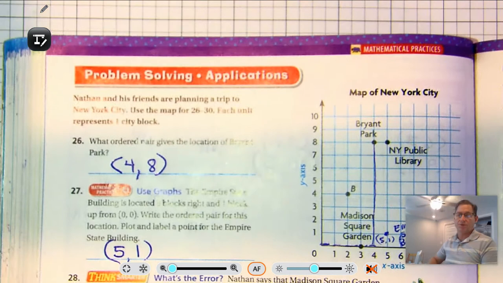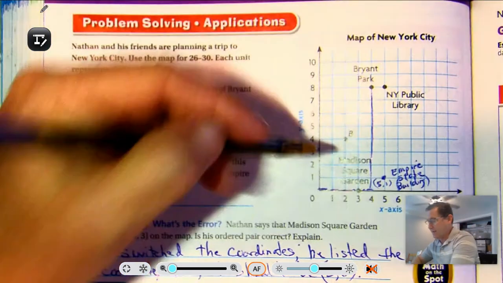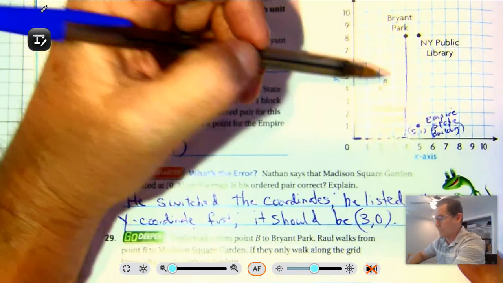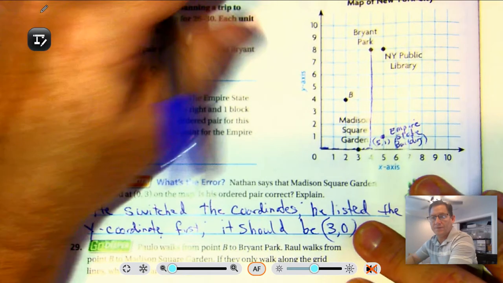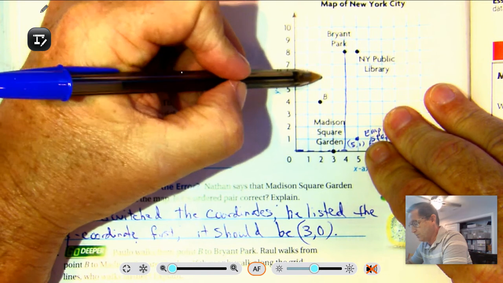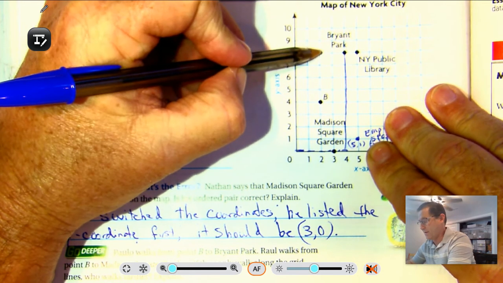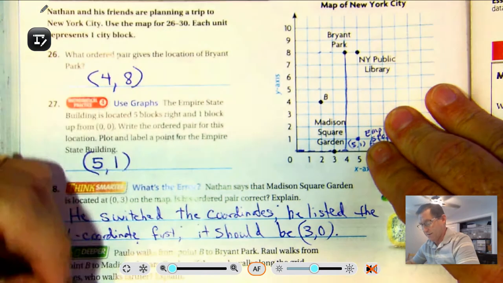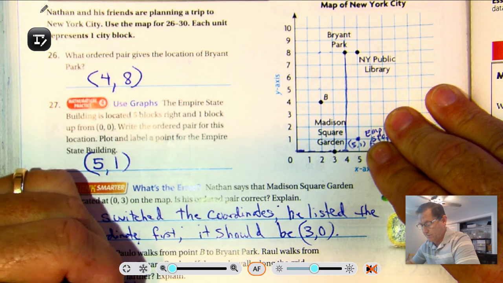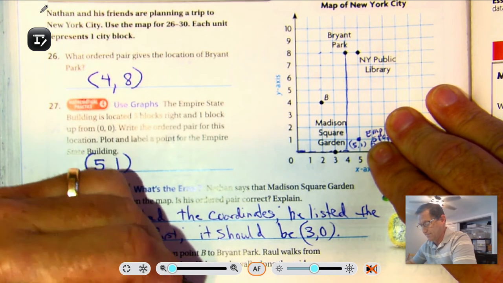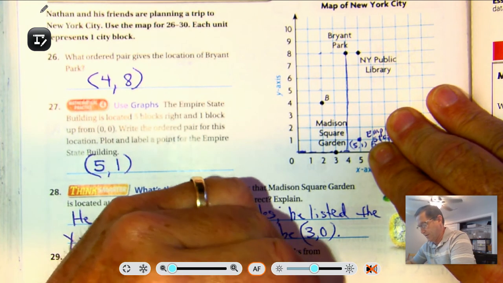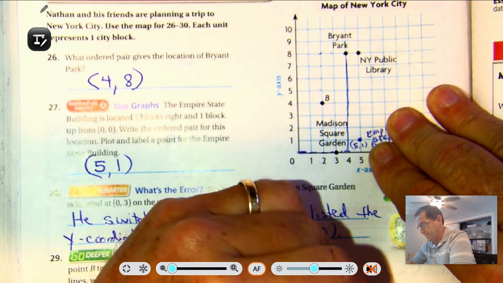All right, so let's do Paolo first. He walked from point B to Bryant Park. So if we count up, we go 1, 2, 3, 4 units up and 1, 2 units right. So Paolo walks 6 units, 4 units up, and 2 units right.